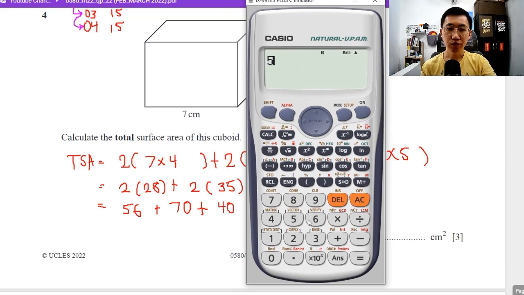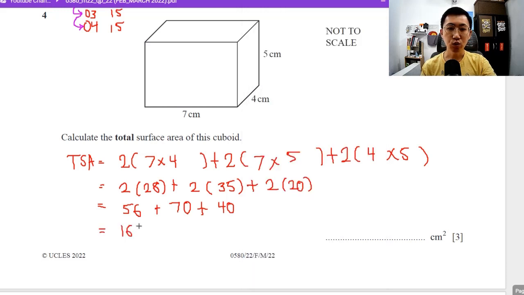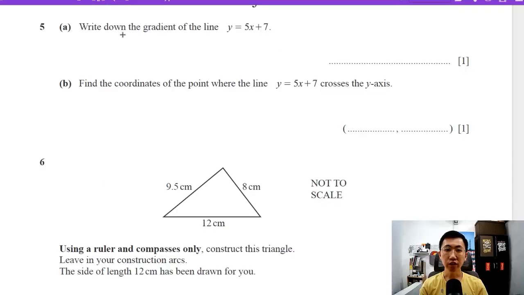Alright, so 56 plus 70 plus 40, 166. So that will be the final answer, right? Centimeter square, because total surface area. Okay, here also they remind you total surface area. So 166.